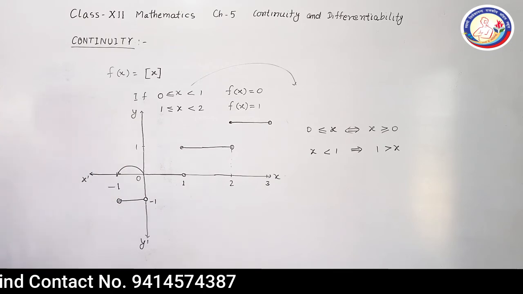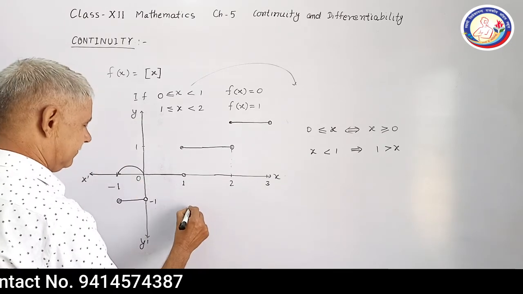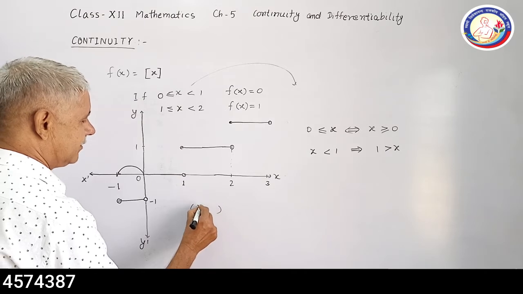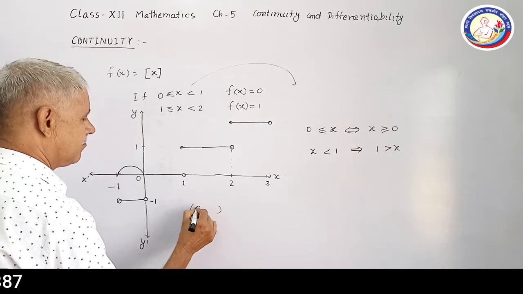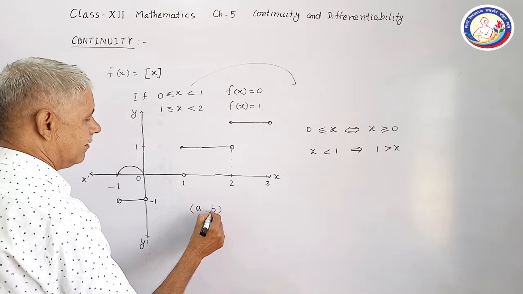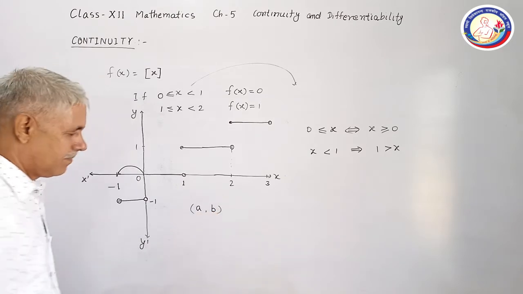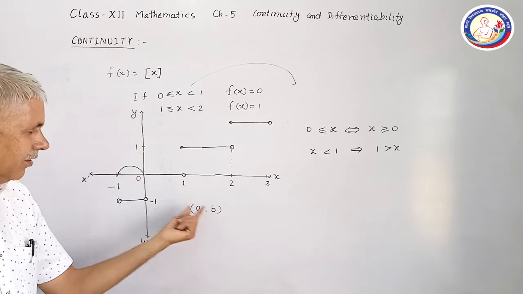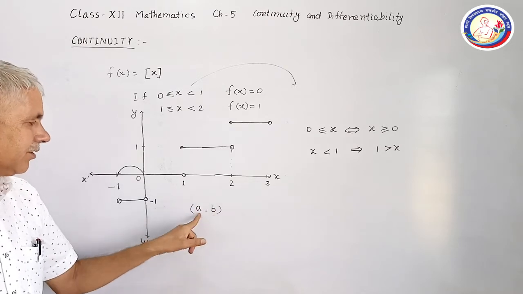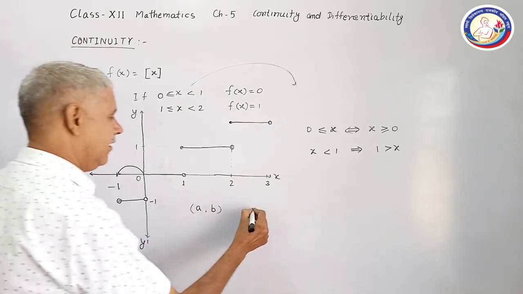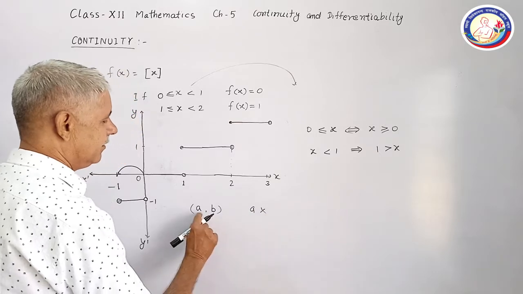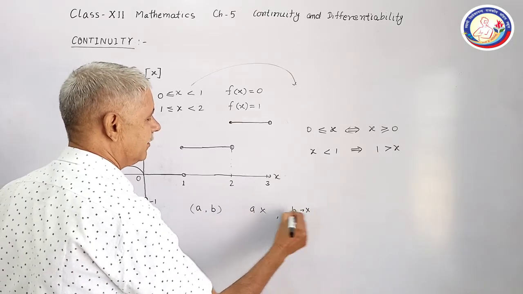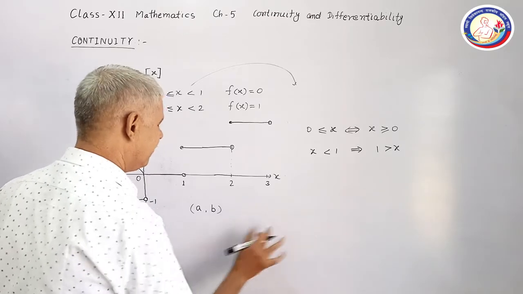We can write them in intervals also. This is an interval. Just say a and b, where b is greater than a. The values between a and b, all the values from a to b excluding a and b. a is not included in this interval and b is also not included in this interval. Excluding a and b.